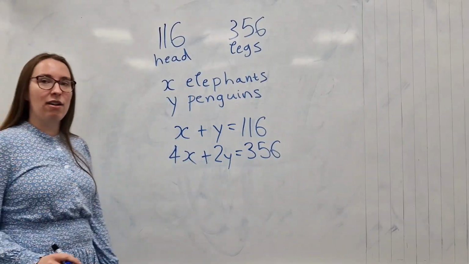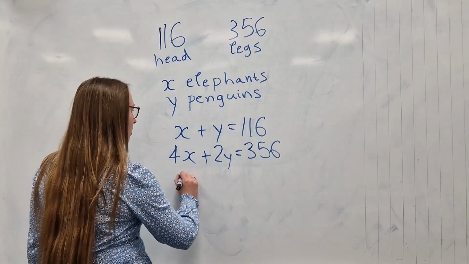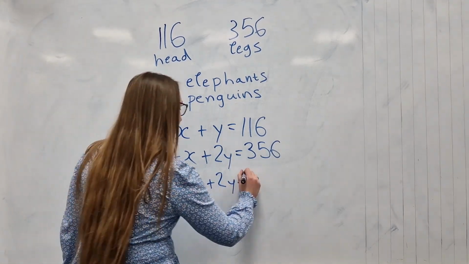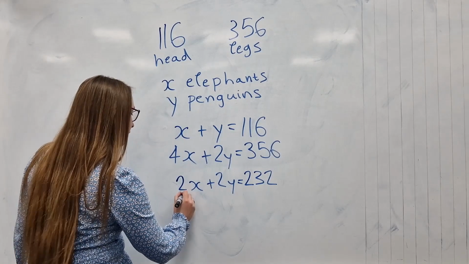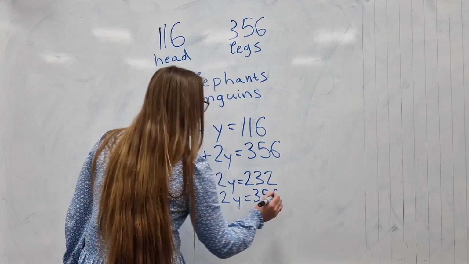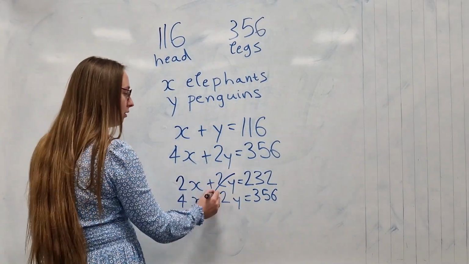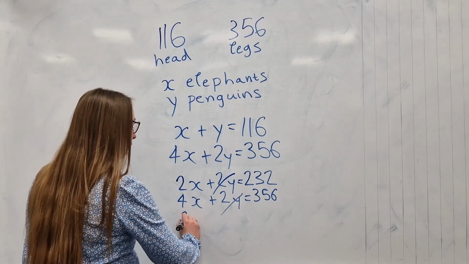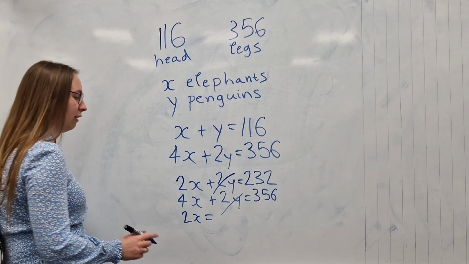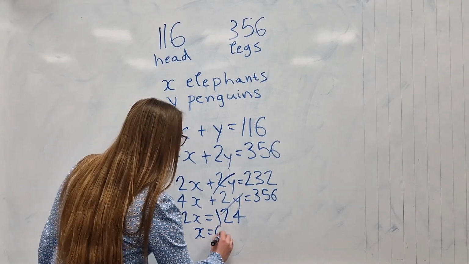So now, back to our old friend simultaneous equations. So we're going to multiply the top one by 2, so then we've got 2x plus 2y equals 232. And then on the bottom we've still got 4x plus 2y equals 356. Then I'm going to take away the top one from the bottom one. So the 2y's are going to cancel out, and I'm going to be left with 2x is equal to 124. That's right, isn't it? Yeah. So x must equal 62.